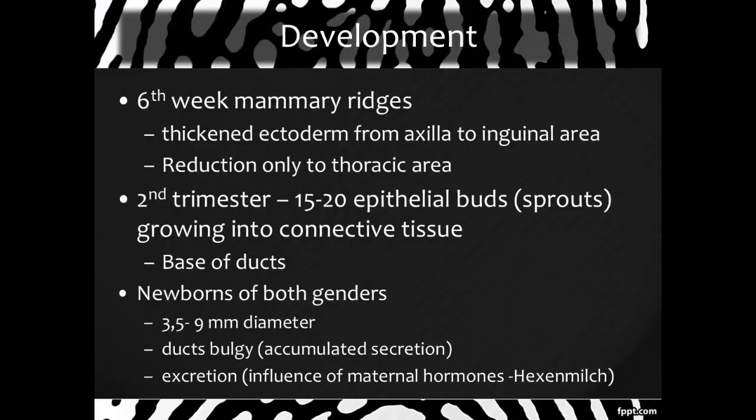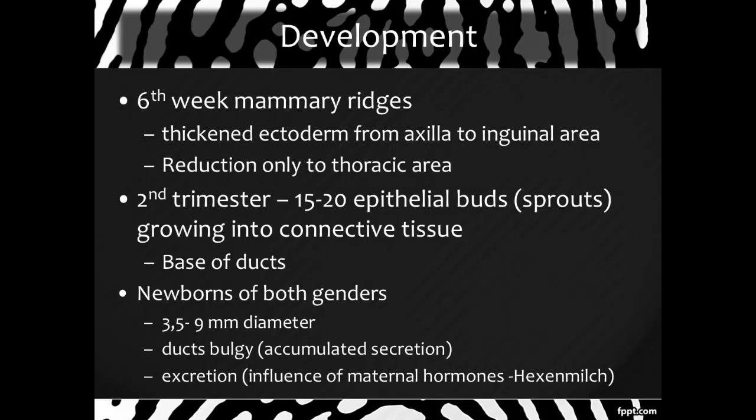Development of the breast. You know that during the 6th week there's paired mammary ridge, which reaches from the axilla to inguinal area on both sides, and in humans it's reduced only to thoracic area, where two mammary glands develop. Usually there is no difference between the gender of newborns.